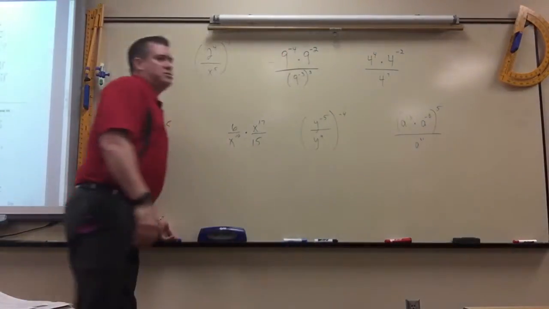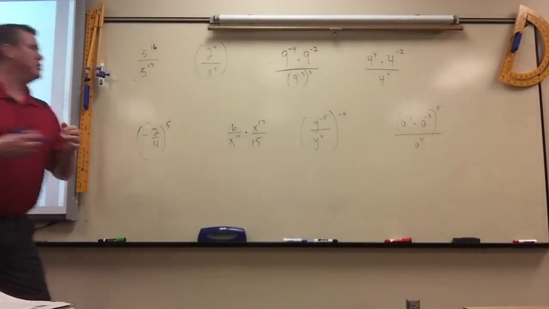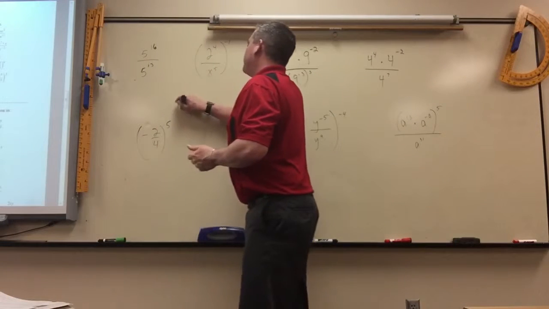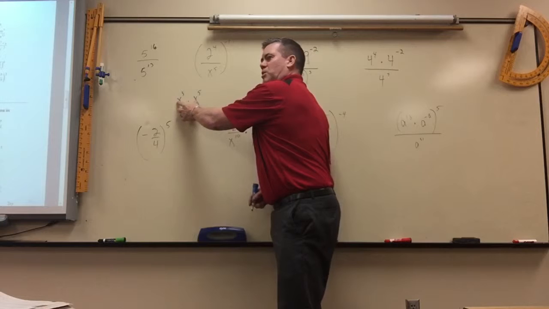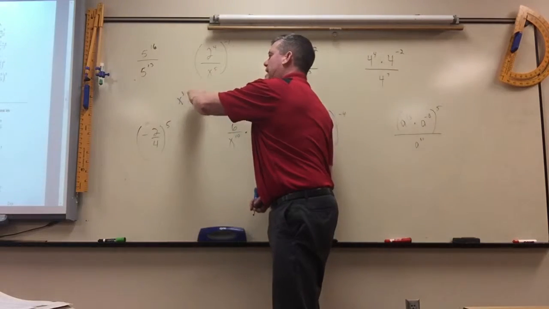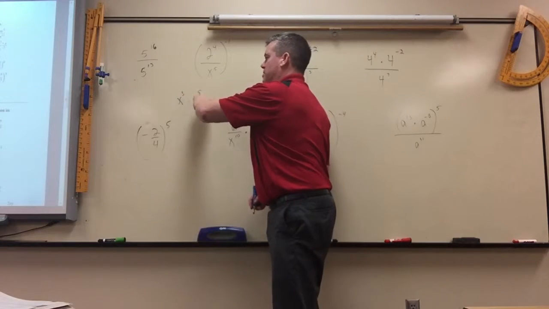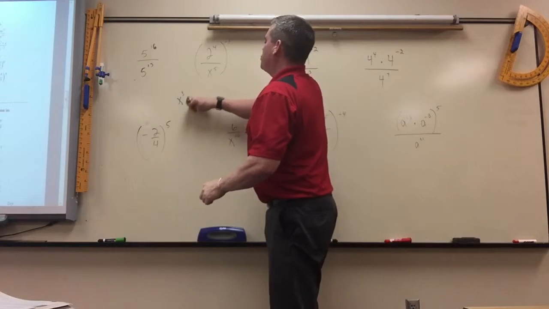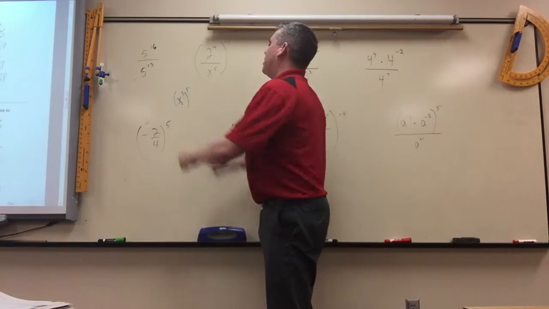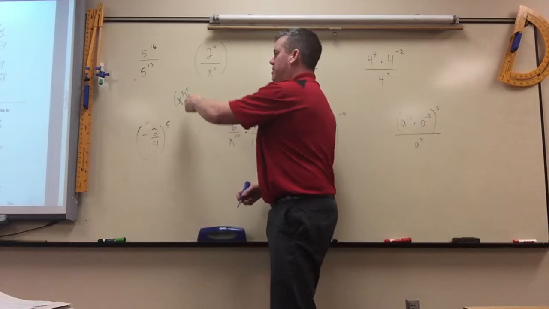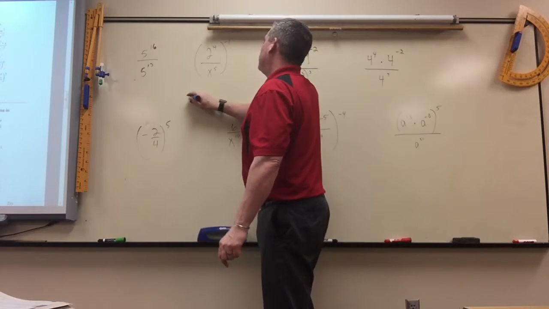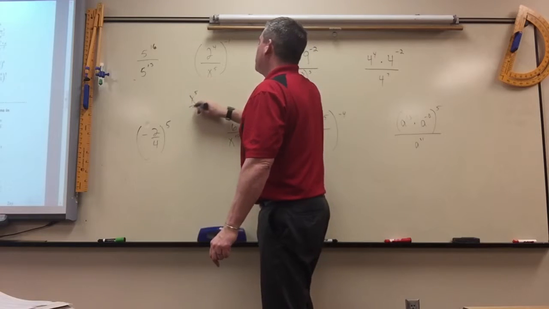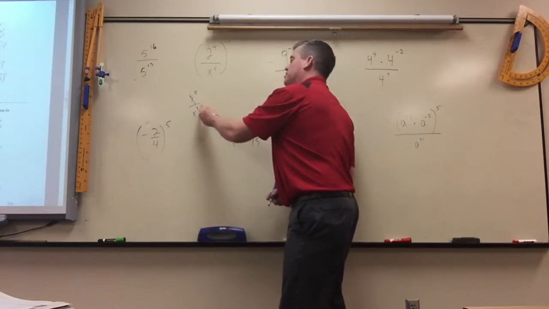So you need to use the multiplication rules. If you've got the same base multiplied together, you add the exponents. So this would be x to the 8th. If it's just one base raised to 2 powers, you multiply them. So that'd be x to the 15th. And then if there's division, you subtract. 5 minus 3 is 2.